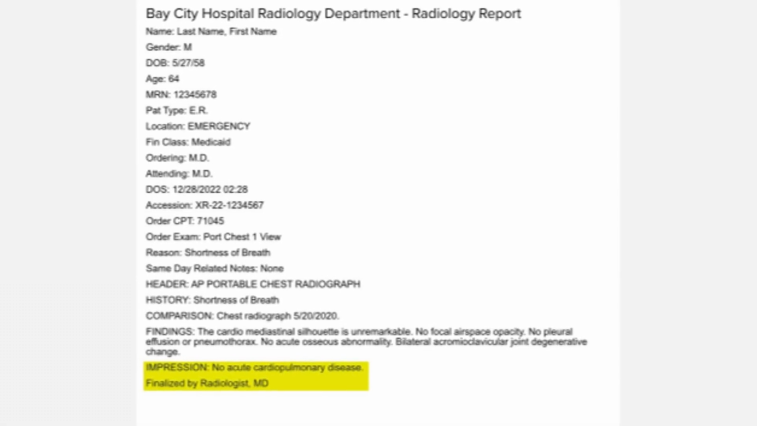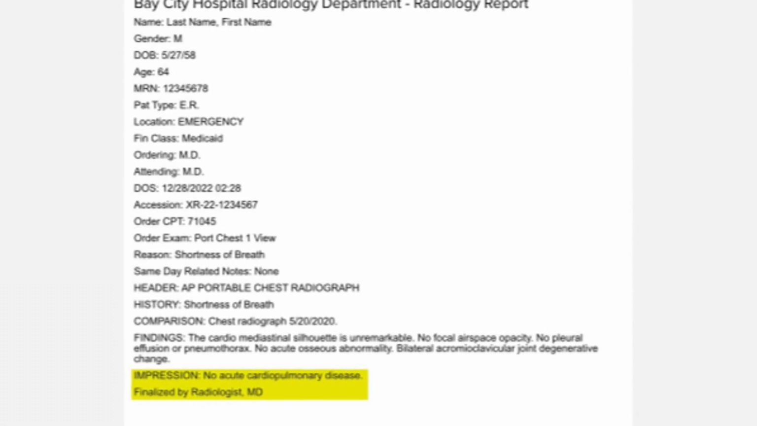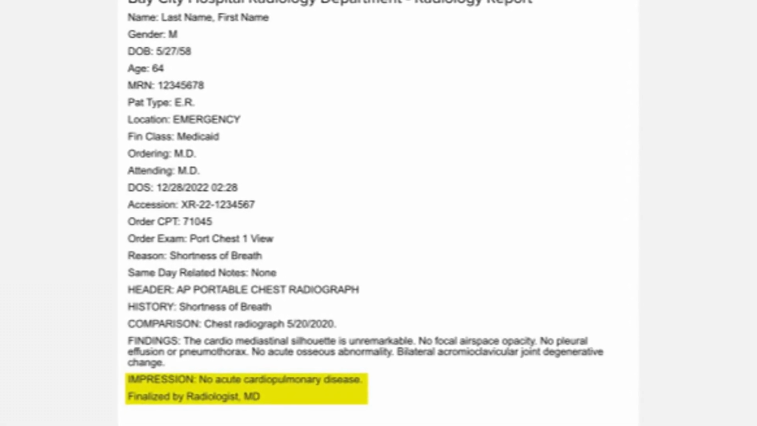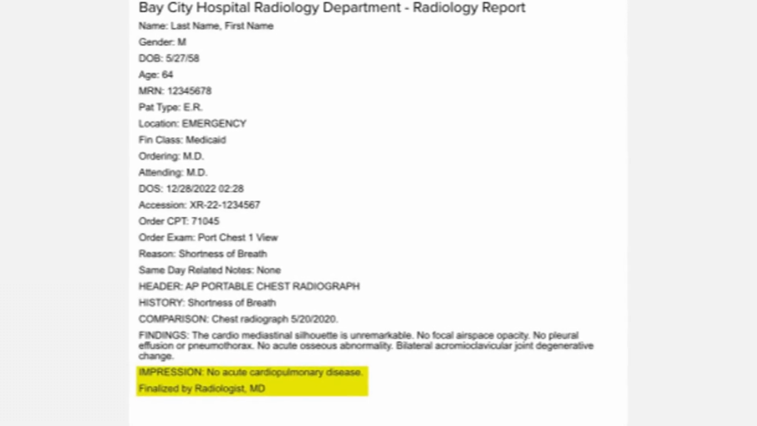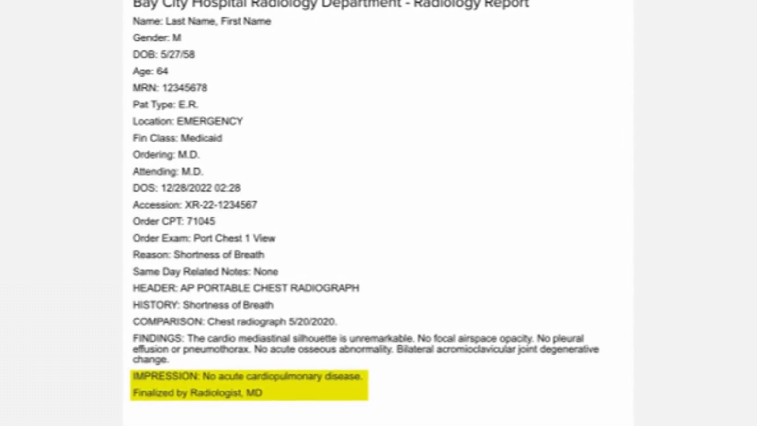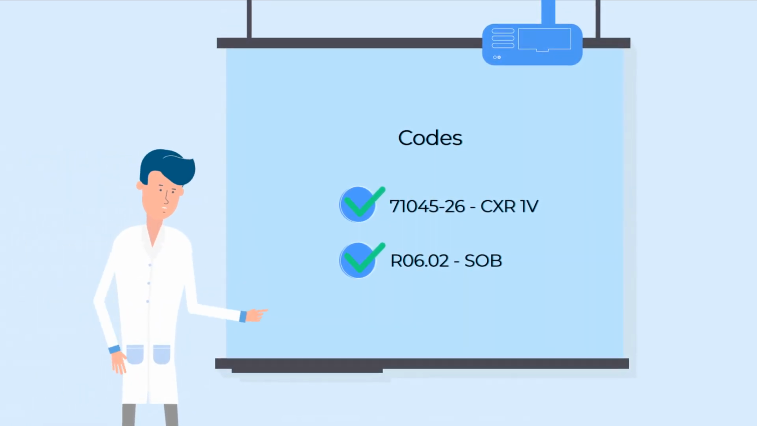Impression, no acute cardiopulmonary disease, the diagnosis of the report. Impression, a specific diagnosis should be given and a differential diagnosis rendered. Follow-up or additional diagnostic studies should be suggested to clarify or confirm the impression. The impression should note any known significant adverse event involving the study's performance.